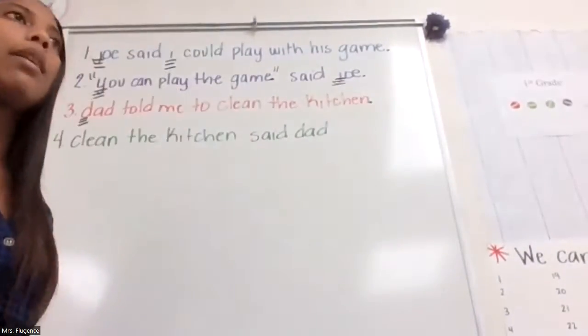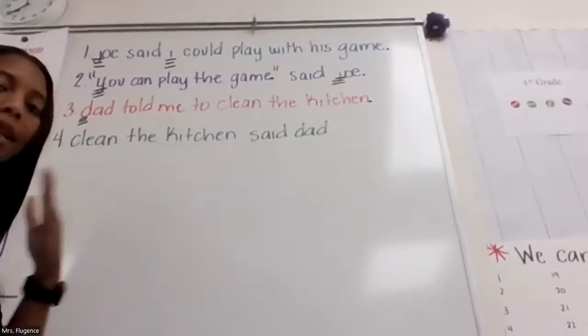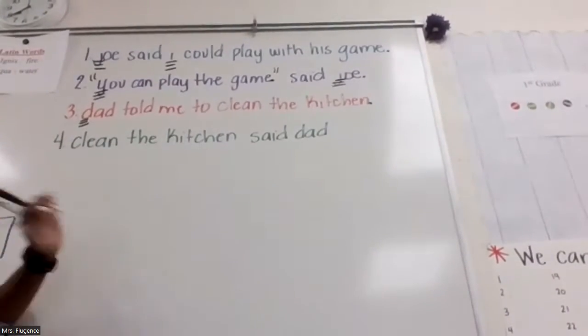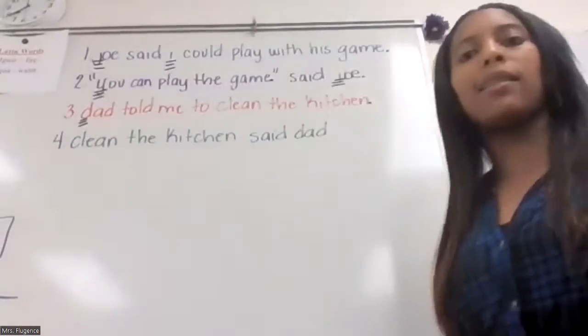Indirect. It was indirect. We are repeating what Dad said. Dad told me to clean the kitchen. So that's indirect. Good. Okay, so number 4, clean the kitchen, said Dad. Clean the kitchen, said Dad. Okay. Camille?